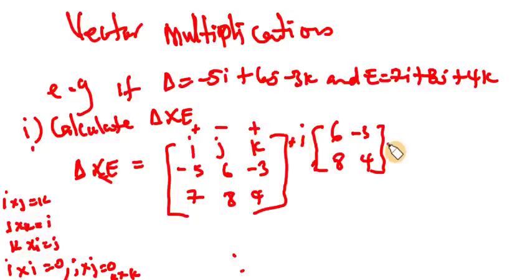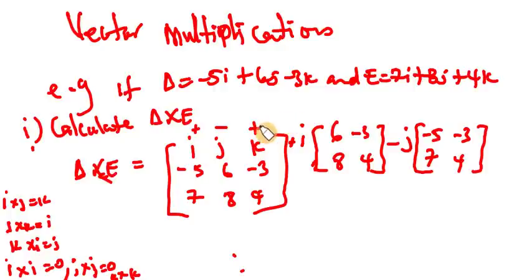So I'm taking it as plus here. When I come to J, I'll say minus J. Then I'll close here and take this. So I'll have minus 5, 7, minus 3, 4. So K is plus K, you have minus 5, 7, 6, 8.